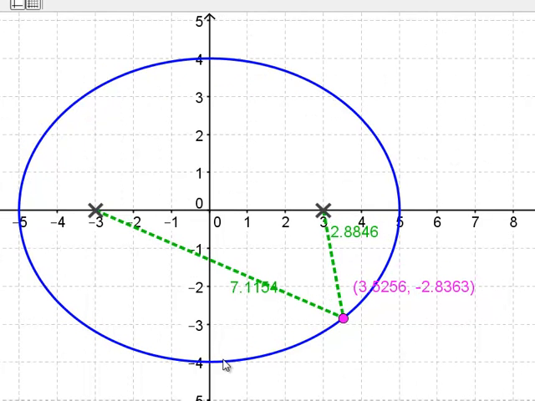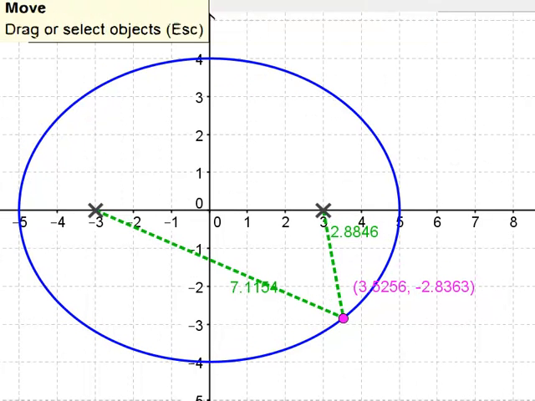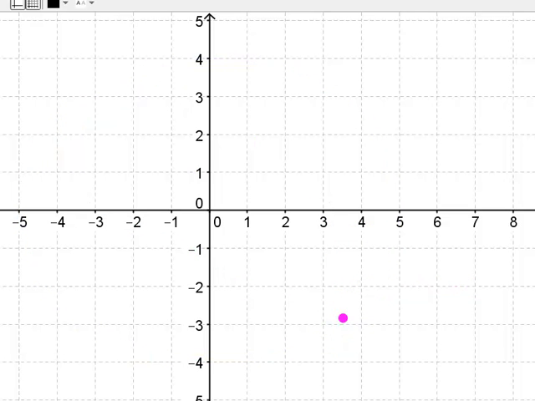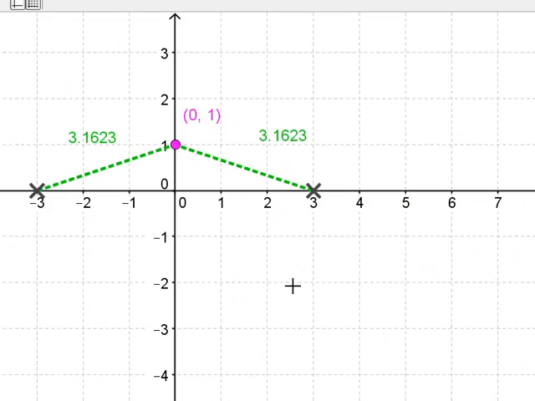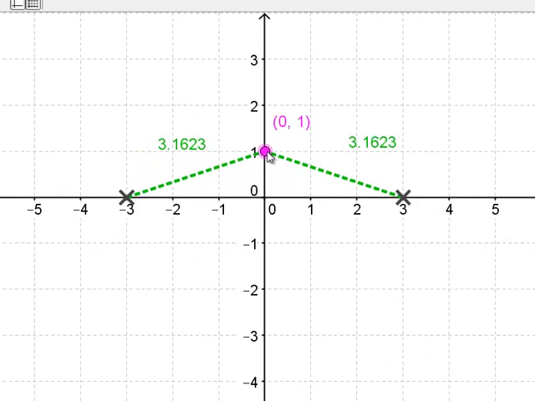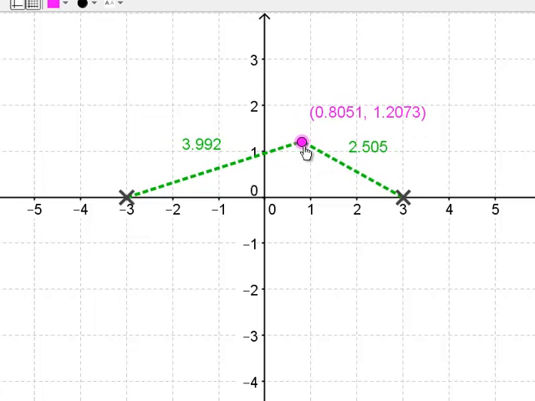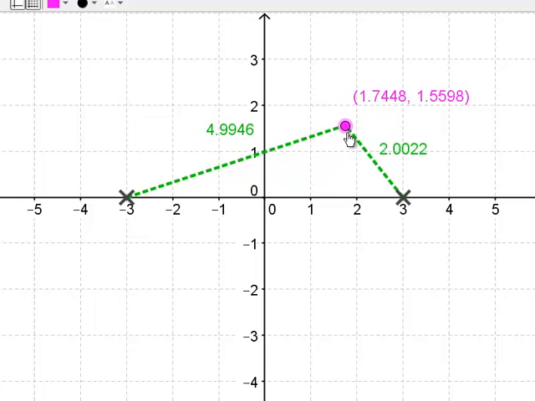In contrast, the Cassini oval has the product being constant. So once again, let's start with something like this. Notice that this point right here, its distance from the two points is 3.1623 and 3.1623. And if you multiply those two numbers together, you get 10. Turns out that 3.1623 is about the square root of 10. If I go a little bit over, right about here, I've got roughly 4 and roughly 2.5. Again, they multiply to 10, and so on. You get the idea. About 5, about 2.